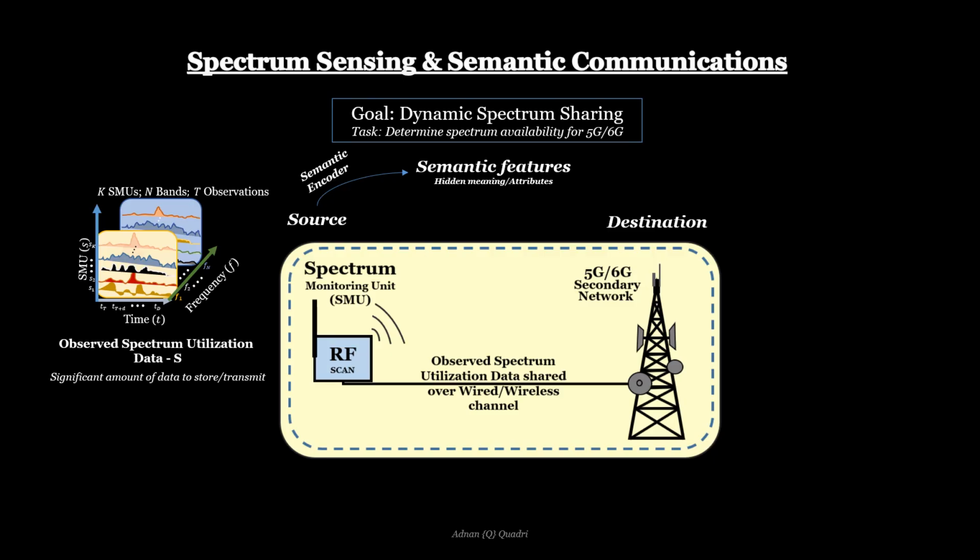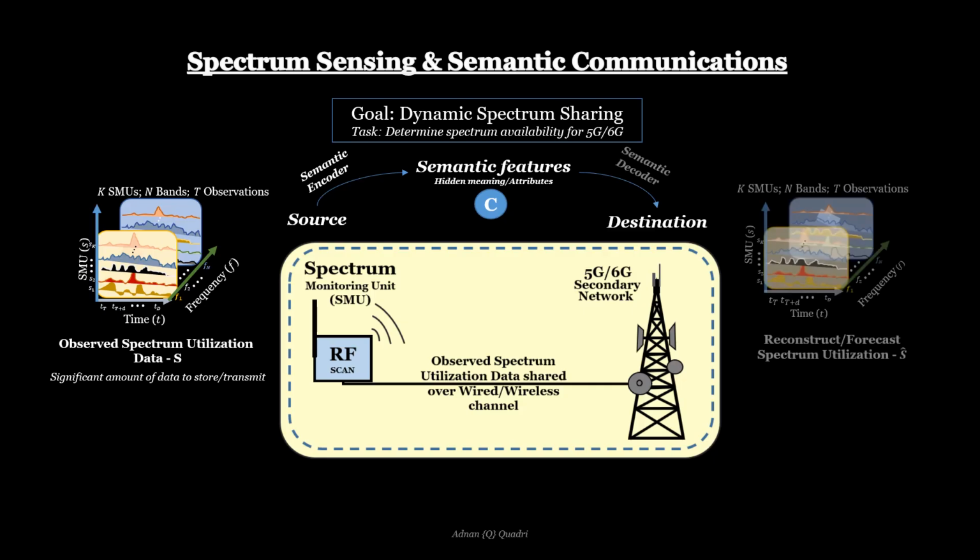In turn, only this code needs to be transmitted over the noisy channel and can be utilized by the semantic decoder to generate or forecast spectrum occupancy of our desired frequency bands. So how can we design a dynamic spectrum sharing system that is able to extract the occupancy pattern of certain frequency bands by leveraging semantic communication?